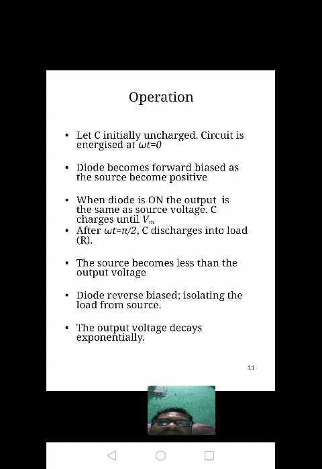After omega t is equal to pi by 2, the capacitor discharges into the load, that is nothing but the R. The source becomes less than the output voltage at that time. The diode is reverse biased, isolating the load from the source. Load means RC will be isolated from the source. The output voltage decays exponentially. C will discharge with a decaying nature.